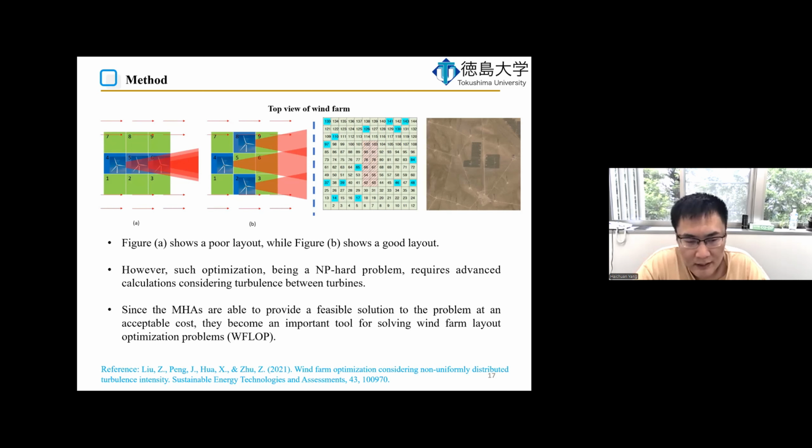Such an optimization, being an NP hard problem, requires advanced calculations considering turbulence between turbines. Since the MHAs are able to provide a feasible solution to the problem at an acceptable cost, they become an important tool for solving wind farm layout optimization problems.